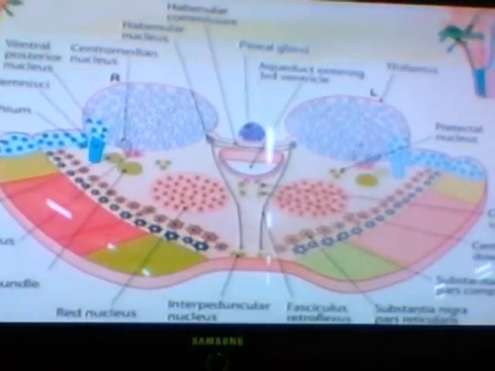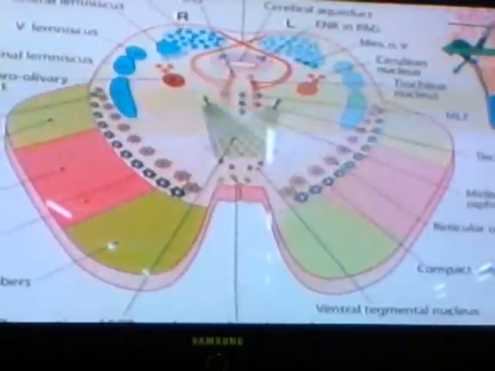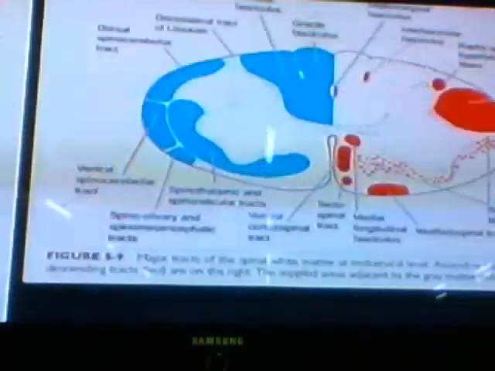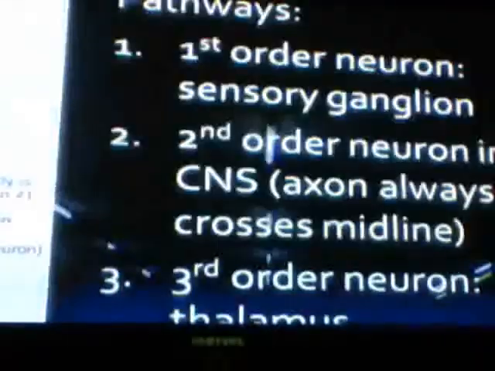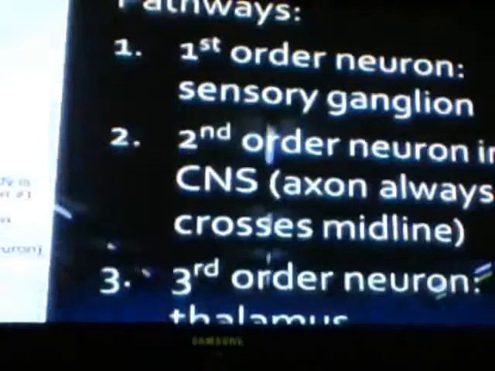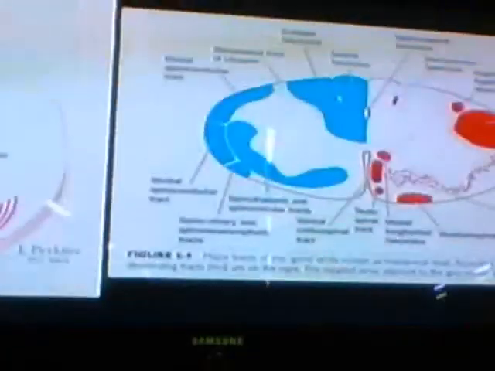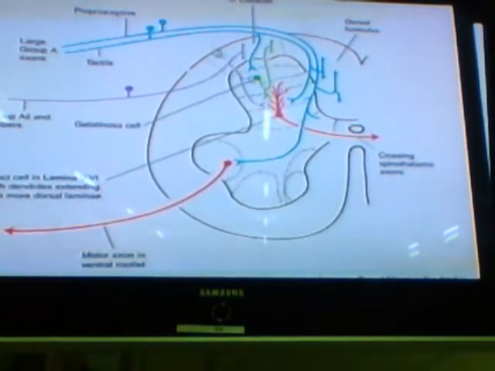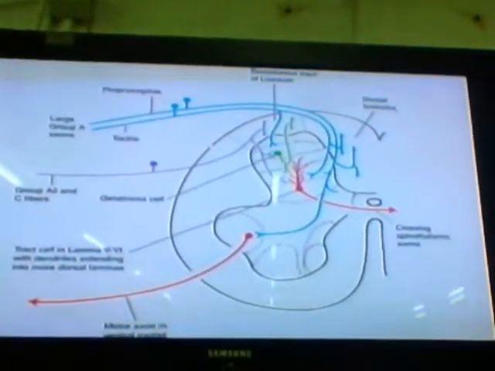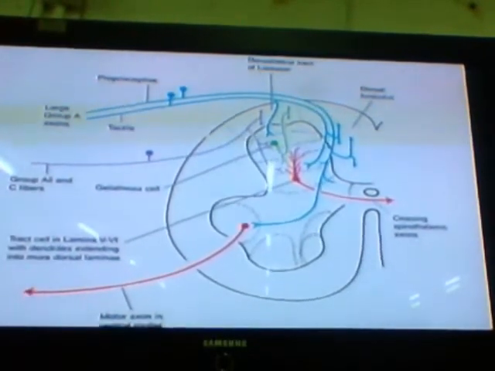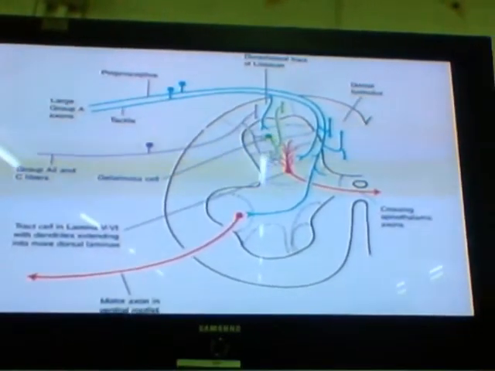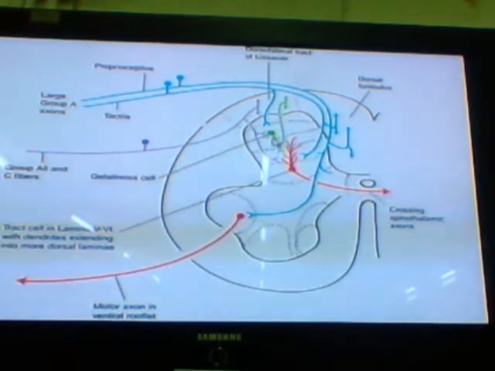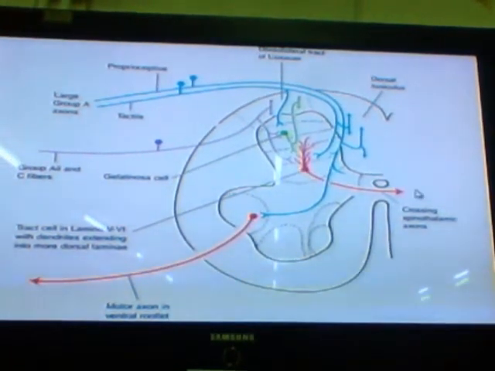Zero out of 10. So the next one that we trace is which one now? The one for pain. Okay? What happens with the one for pain? We go back here. So with pain fibers and temperature fibers, what are they going to do differently? Instead of going up without synapsing when they get in, they're going to synapse immediately when they get into the dorsal horn. So at the level of the spinal cord, you get your second order neuron.